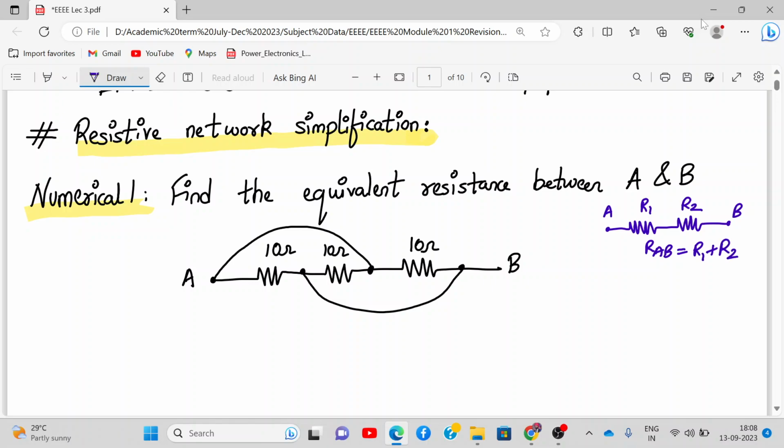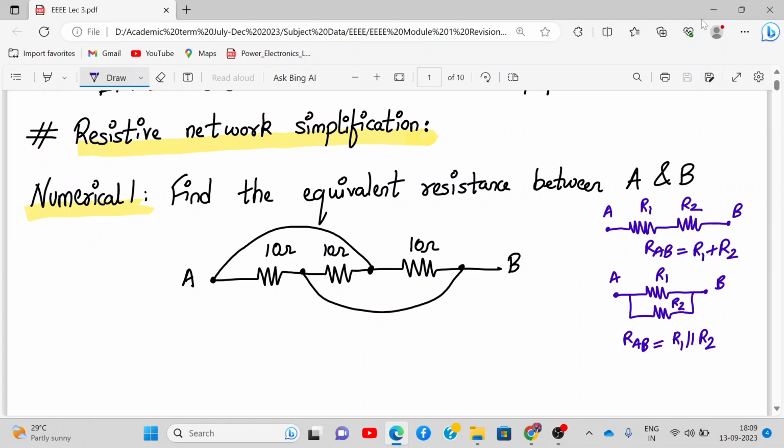This is in series. In parallel, the resistances will be connected as follows. Both the ends will be tied together. So if this is point A and B, this is R1 and this is R2, your RAB will be R1 parallel to R2. Got it? Now, in this case, it's slightly tricky.